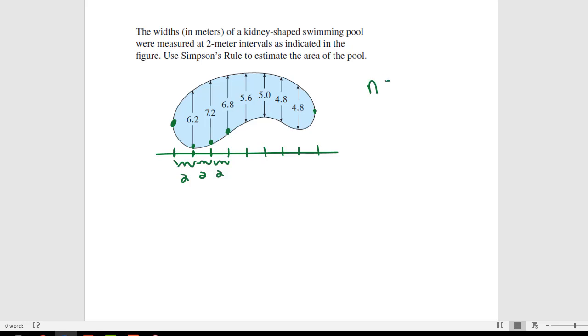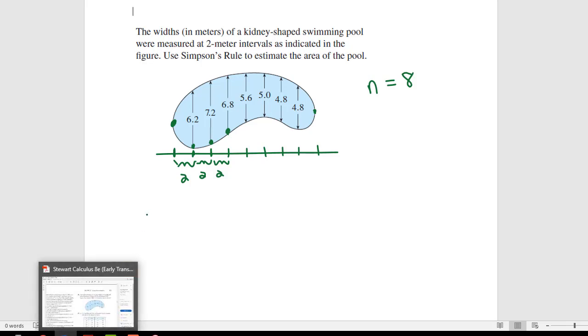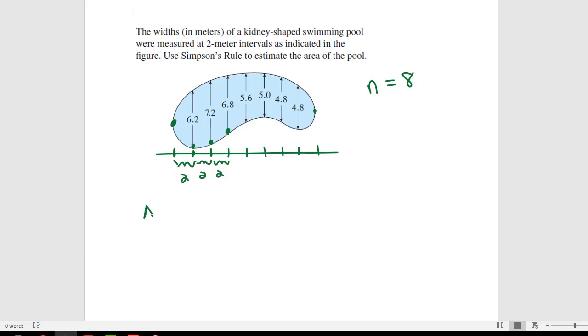Now, we don't really need to know that for this problem, but just to point that out to you, Simpson's rule needs n equals 8. So let's go ahead and do Simpson's rule. Simpson's rule says I'm going to take delta x over 3 as my Simpson's rule, right?